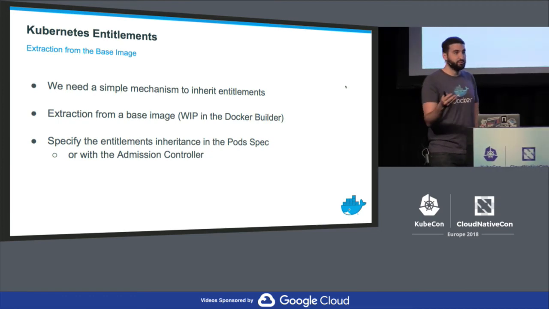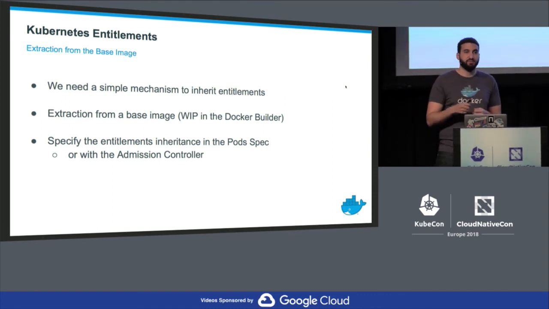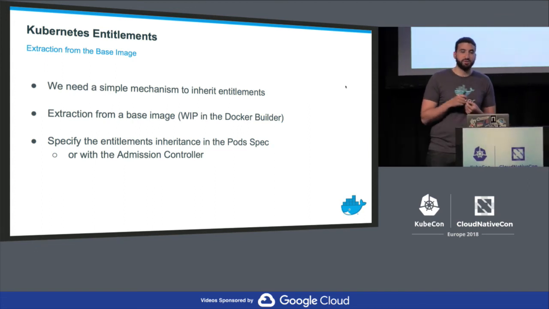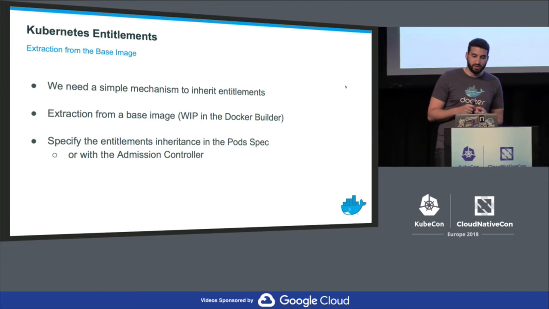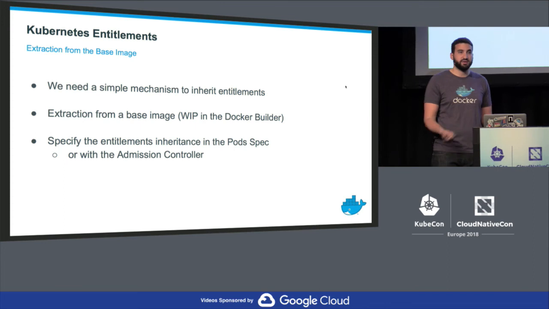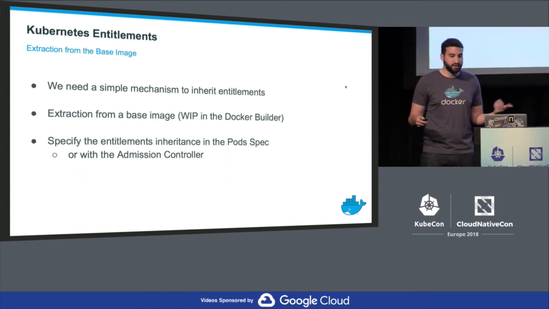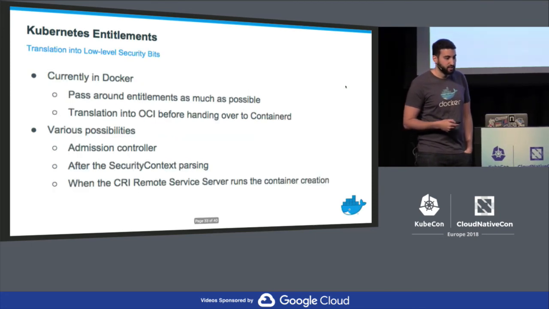And if we want to provide the security profile along with the image and have people run pods directly with this security profile, we need to provide a mechanism to inherit the entitlements from the image. This is work in progress in the Docker builder, so that directly inside the Dockerfile you can inherit entitlements. But you should also be able to specify through the admission controller that you want to inherit the entitlements.